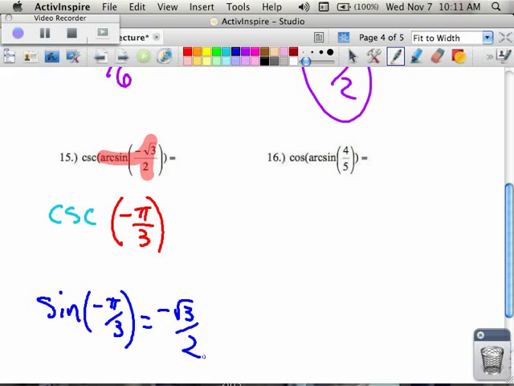And what I know about the cosecant and the sine is that they are reciprocals. Reciprocals is the correct math word. So the answer is negative 2 over root 3, which of course you will not leave that way. You are going to make it negative 2 root 3 over 3. I'm just going to leave it that way on the board, but you will on a test, of course, simplify that.